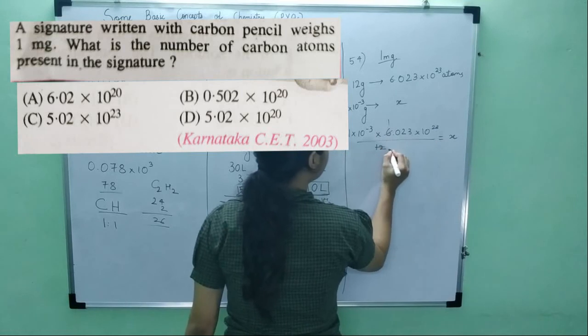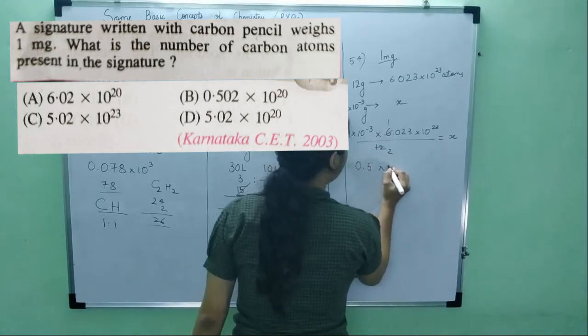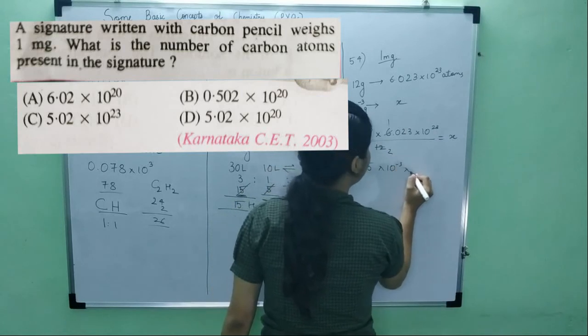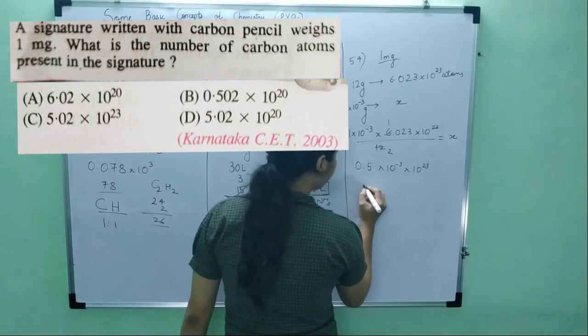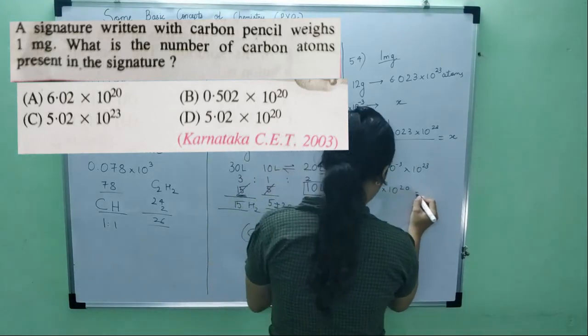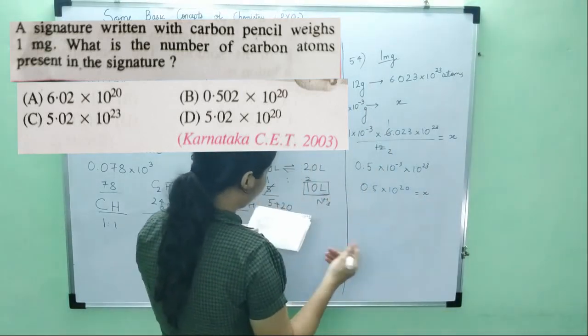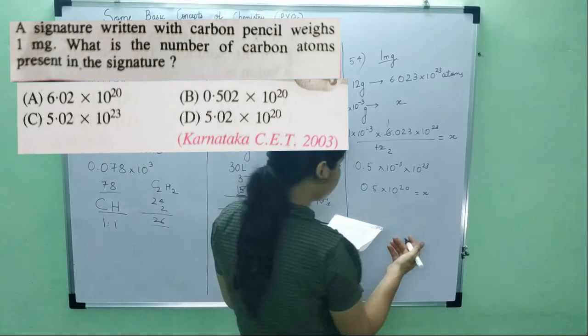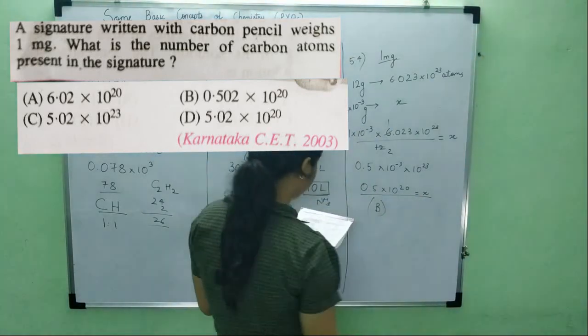So 6 ones are 6, 6 twos are 12. So 1 upon 2 is 0.5 into 10 to the power minus 3 into 10 to the power 23. So this comes out what? 23 minus 3, 20. So this is 0.5 into 10 to the power 20. Now let's look at the options. We have to write in scientific, no, not necessary actually. B option is the option which gives us this value. So B is the right answer.